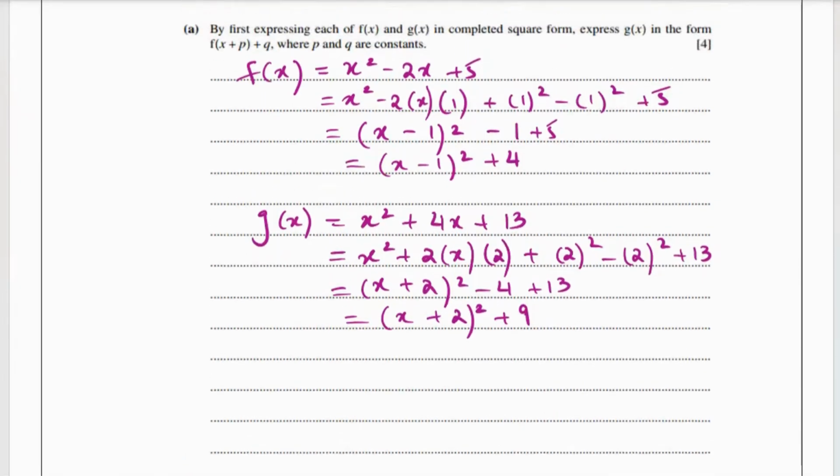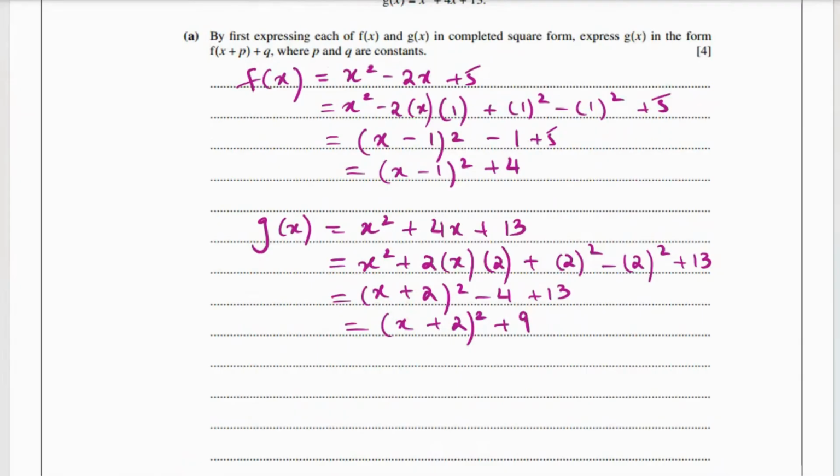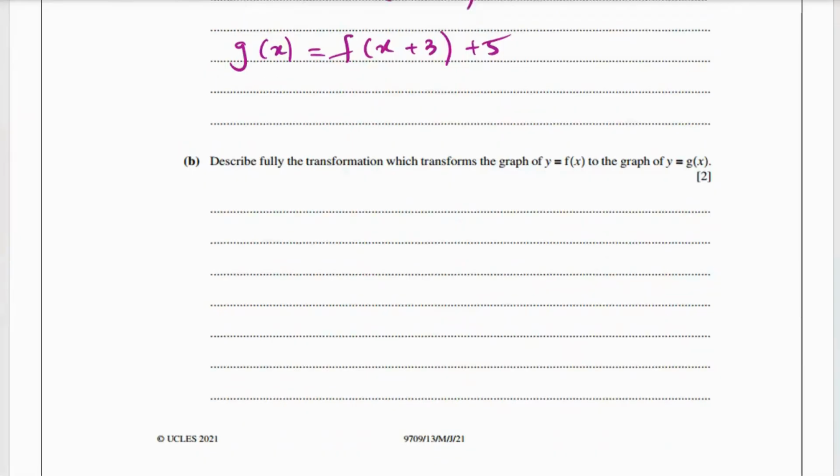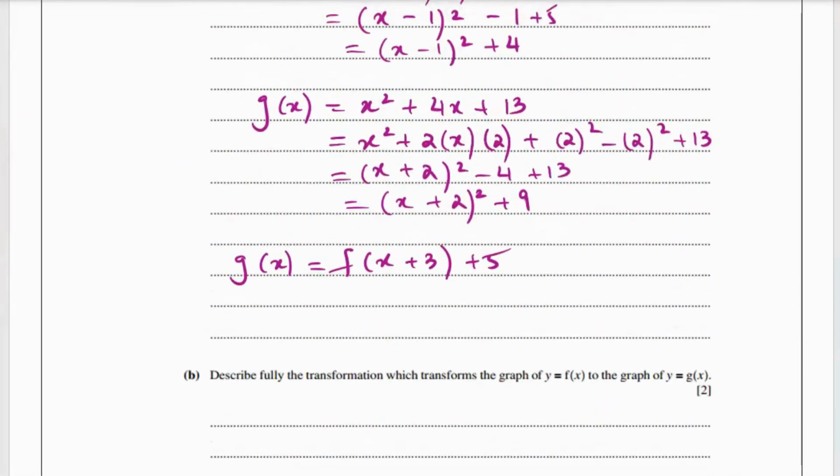So now they want us to write g of x in the form of f of x plus p plus q. If we compare f of x with g of x, minus 1 becomes plus 2, which means we're adding 3 over here. And 4 becomes 9, which means we added 5. That means it's going to be f of x plus 3 plus 5. Because we add 3 over here to f of x and then we add 5 over here. So that is g of x in terms of f of x.